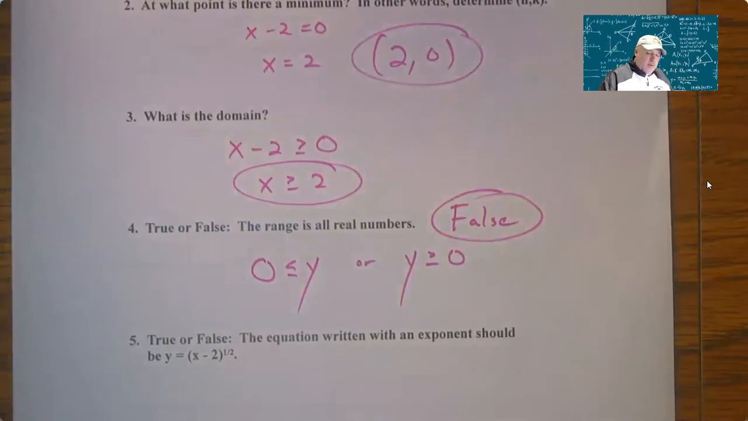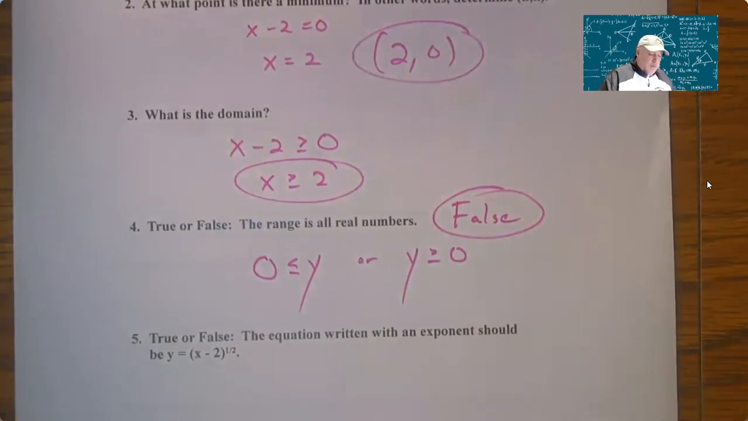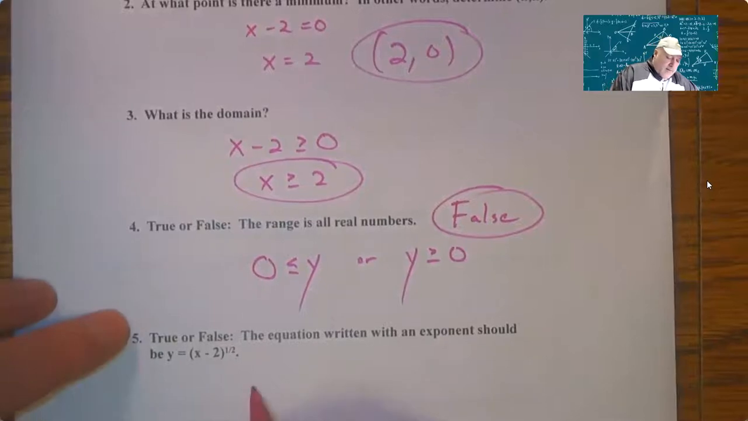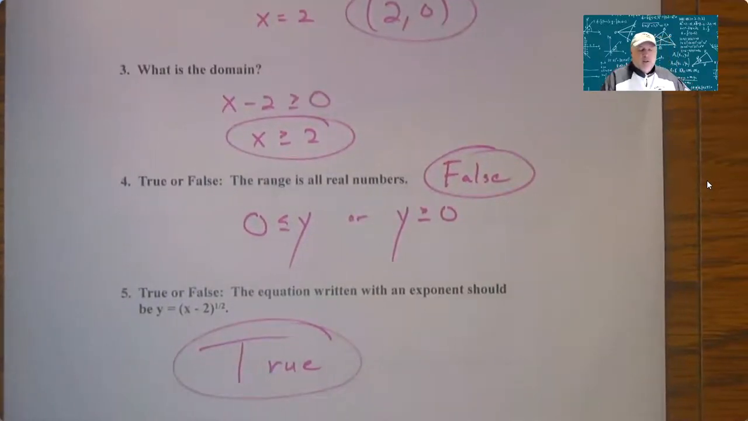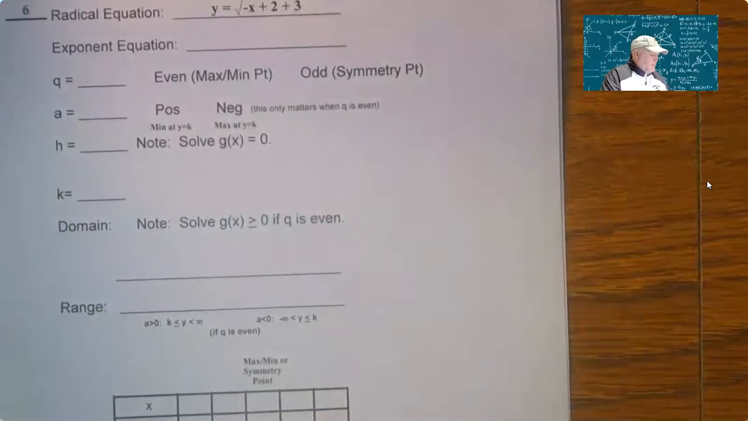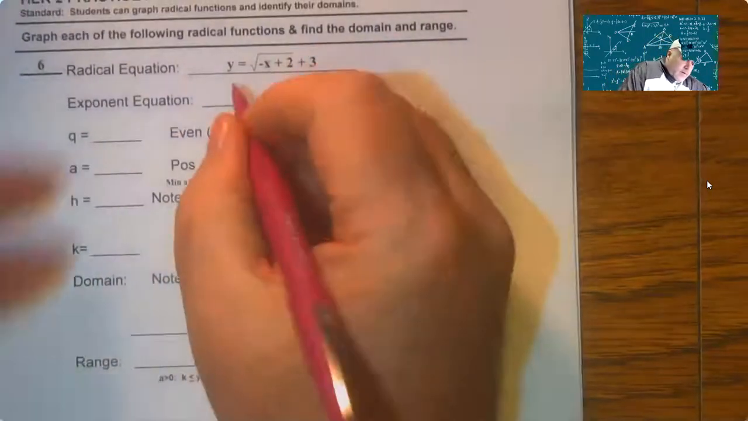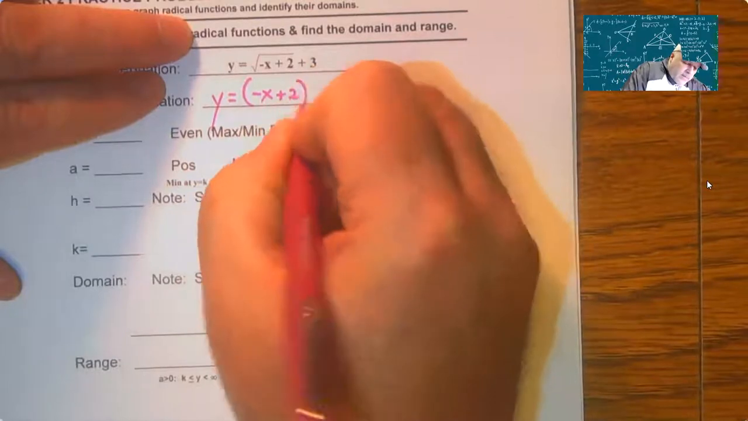True or false, the equation written with the exponent should be y equals x minus 2 to the 1/2. That's true. So you're just looking at your answer to number 1 up there is all. Okay, so got to do a couple of these now. So this is a square root, which means that all of this is now going to have some meaning.